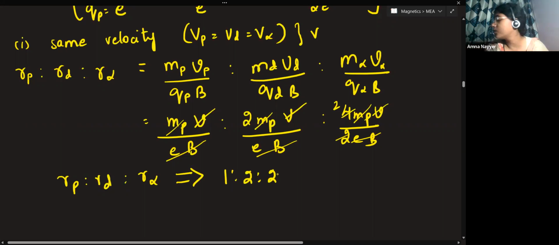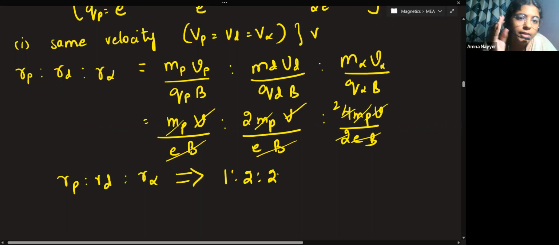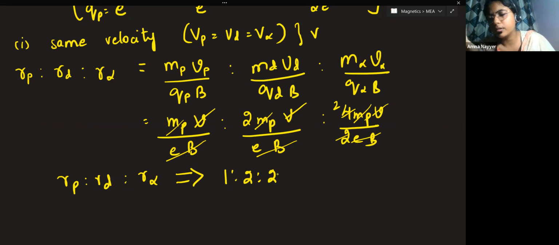This is the formula of the radius. Fine. So if the velocity is the same, this is how you have to calculate: mass into velocity divided by qB. So in the formula, you have to just put in the values. If it is radius, put in the formula of radius. If you have it for time period, the time period's formula we did is 2 pi m divided by qB. That was the formula of time period. So there you have to keep it.